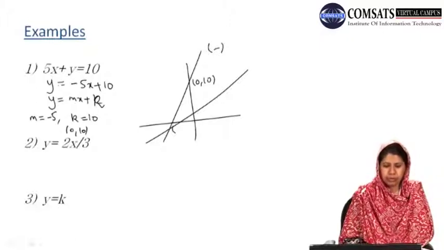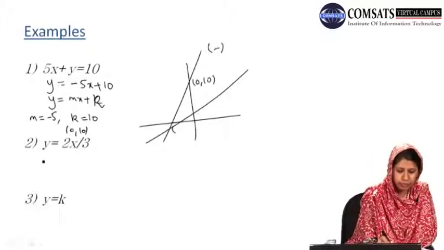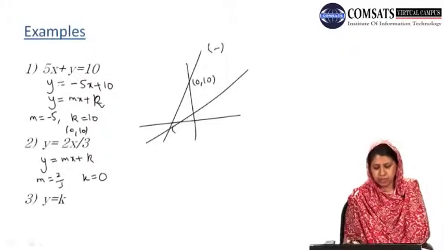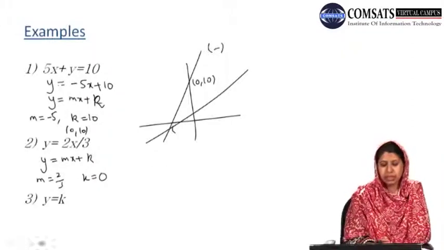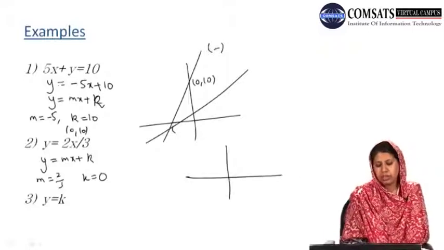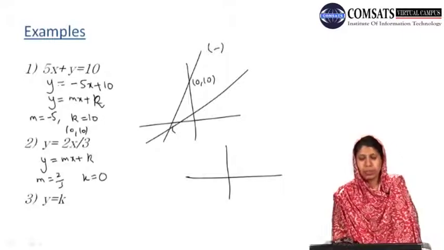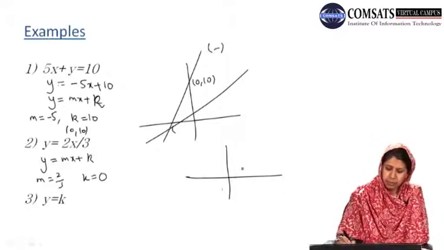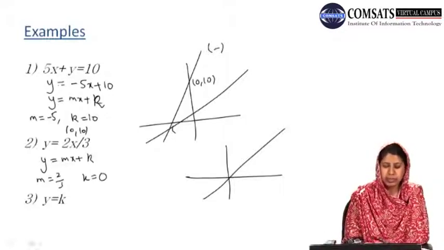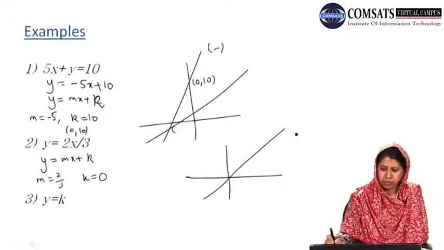Okay, let's have a look at another example. y equals 2x over 3. Comparing it with the form y equals mx plus k, what do we obtain? That m equals 2 by 3 and k is missing here, that is k is 0. So basically this line has no y-intercept, that is when x is 0, y is 0, the line passes through the origin, and since m is 2 by 3, the slope is positive.